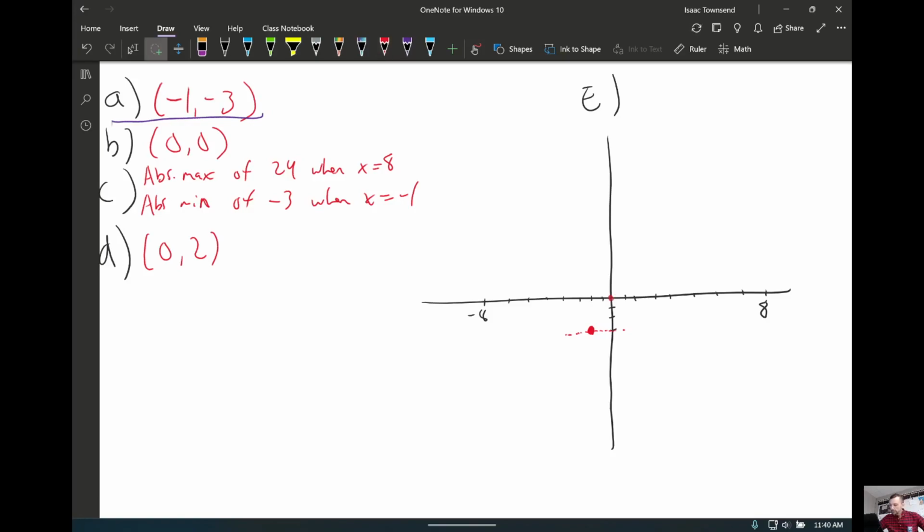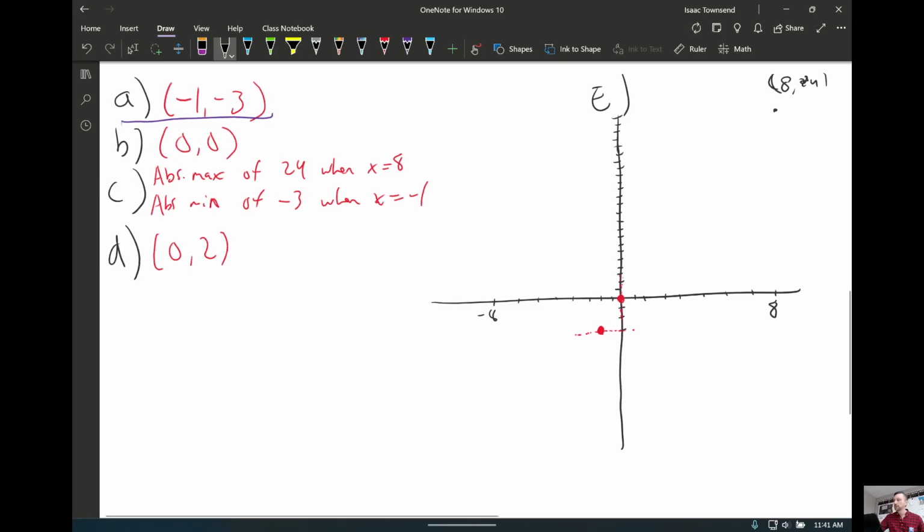At 0, 0, there's another point on the graph. That is where we had a vertical tangent line. When x equals 8, we had an absolute max of 24. So up here at 8, 24, that should be the highest point on my graph. But there's another point.